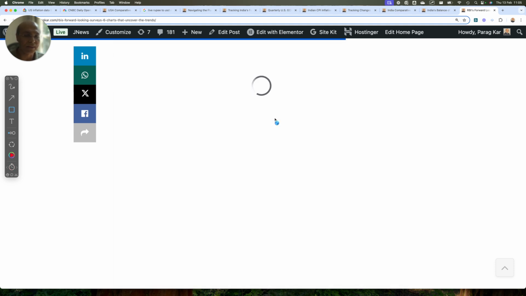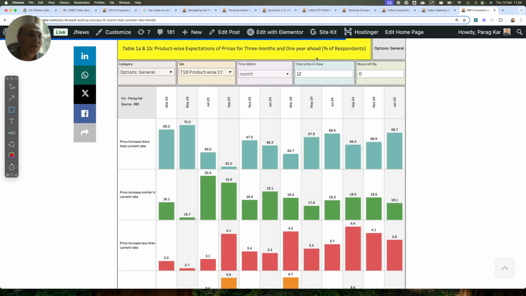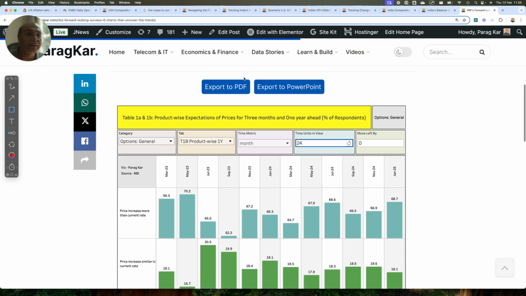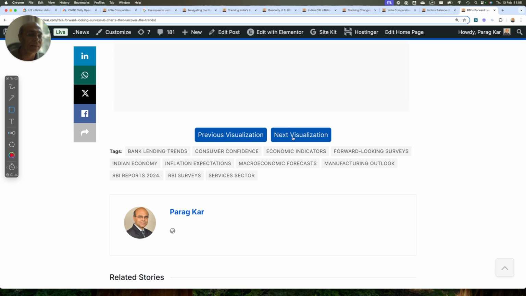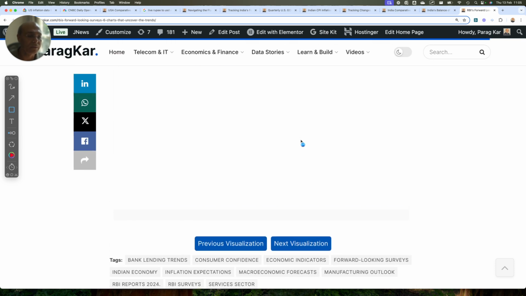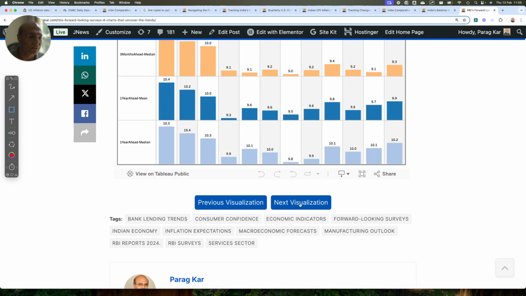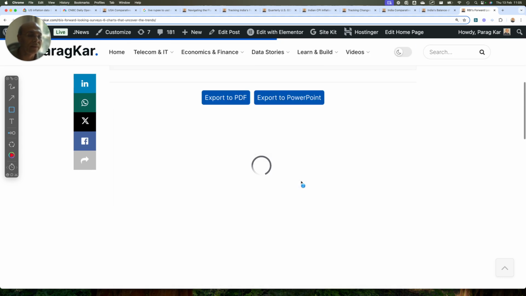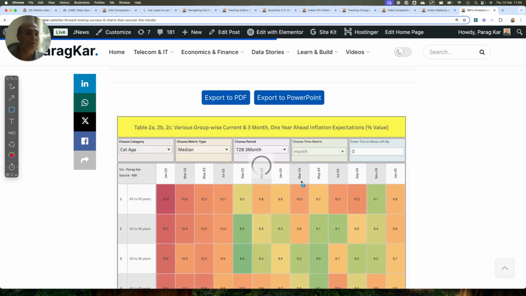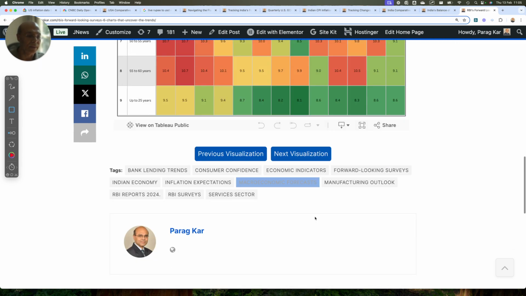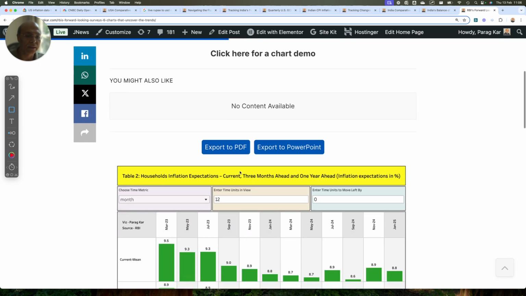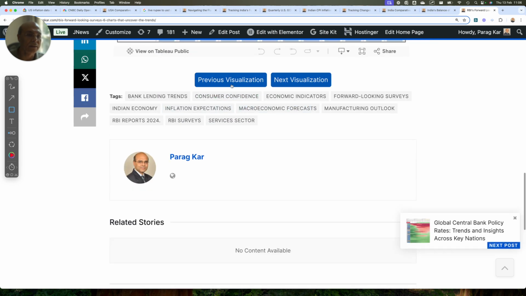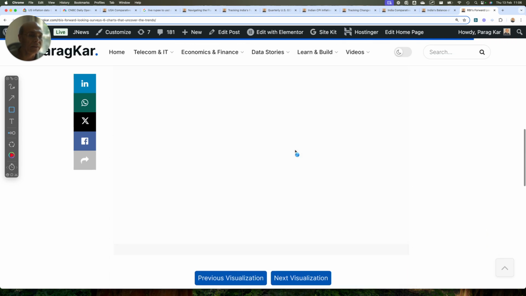So let the chart get refreshed. I think there are 6 sets of charts, so I'll take it to the next visualization. Which was the visualization I was talking about, the next one, because that gives the story, right? No, not this one, the previous visualization. Let me see if this is correct. The previous visualization, let's see if it is correct.